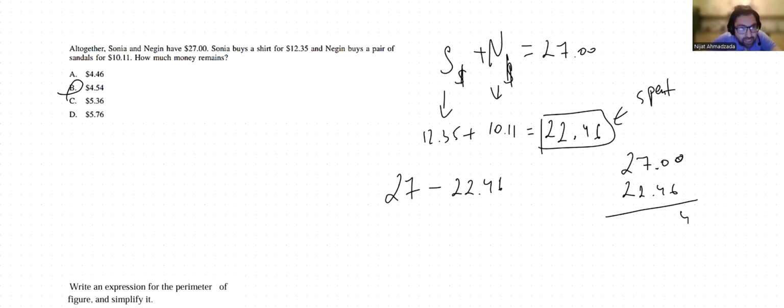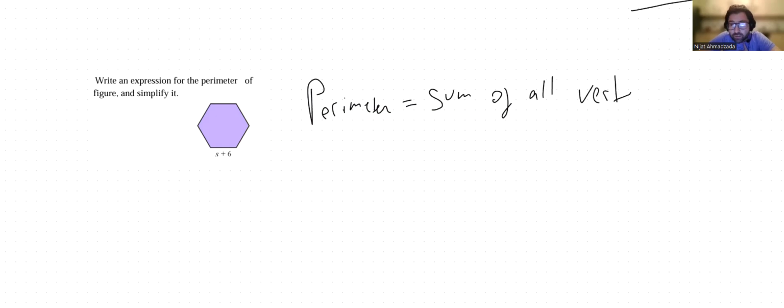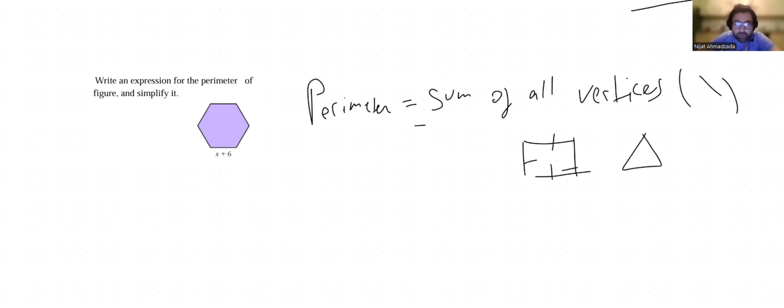Okay, next question. Write an expression for the perimeter of a figure, then simplify it. So perimeter, what was the perimeter, right? Perimeter is the sum of all sides. What is a side? A side is anything that you see as a line, okay? So for example, for this one, this is a side, these are sides. For this one, we call it a triangle, these are its sides. For this one, you see, all those are sides, okay?